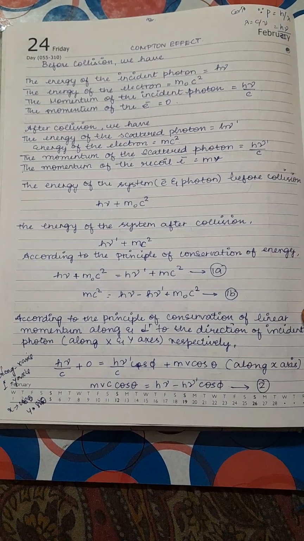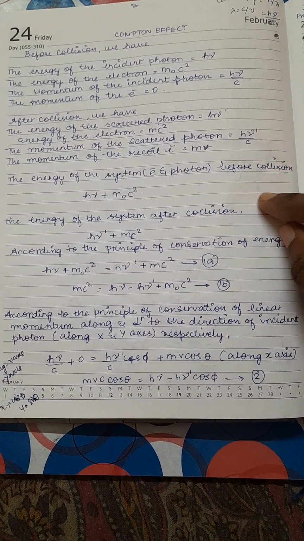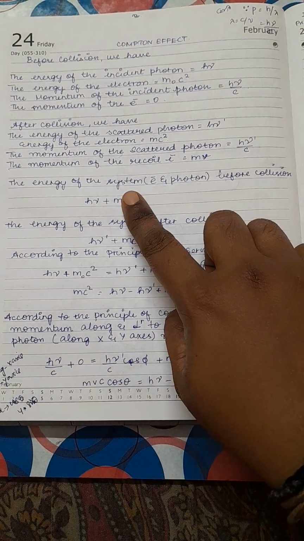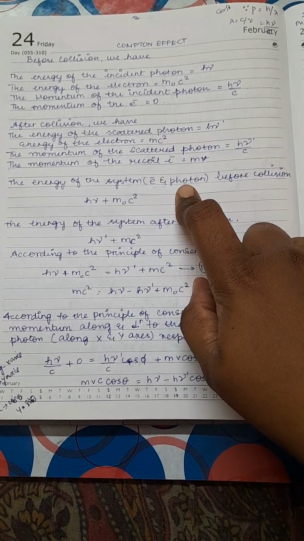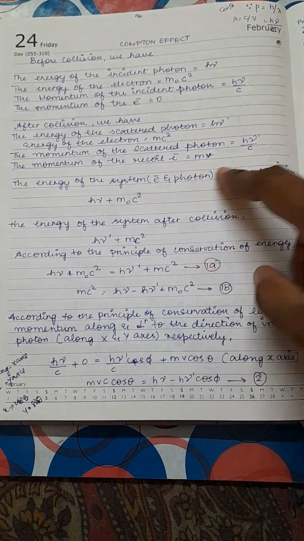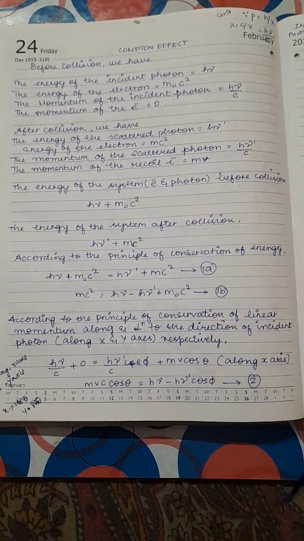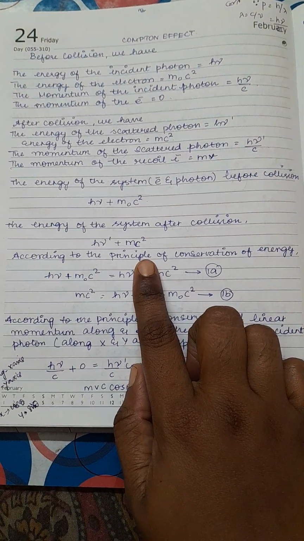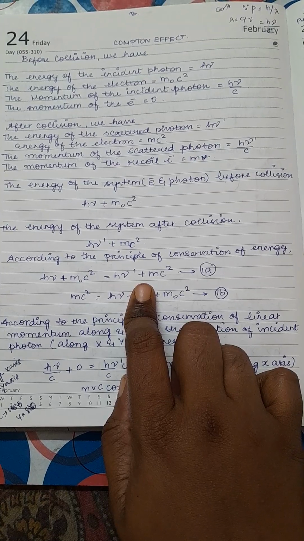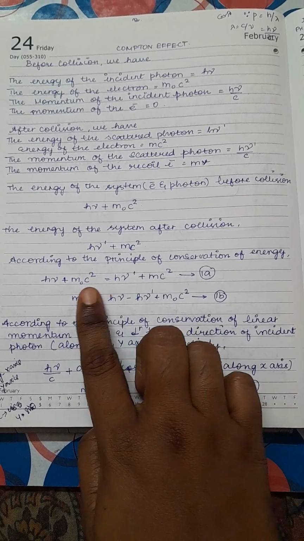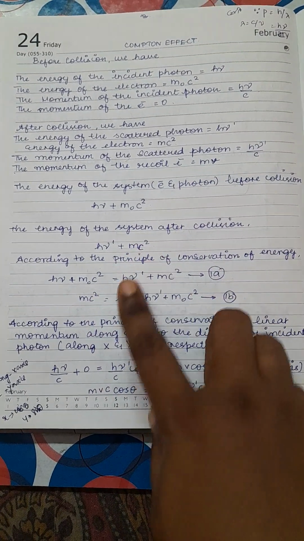So now we will be considering two cases, that is, conservation of energy and conservation of momentum. First we will consider the energy of the system. By system we mean we are going to consider the electron and photon together. So we are going to add the energy of the system before and after collision. The energy of the system before collision is h nu plus m naught c square, whereas the energy of the system after collision is h nu prime plus mc square. According to the principle of conservation of energy, we can equate the energy of the system before and after collision, so that h nu plus m naught c square is equal to h nu prime plus mc square.